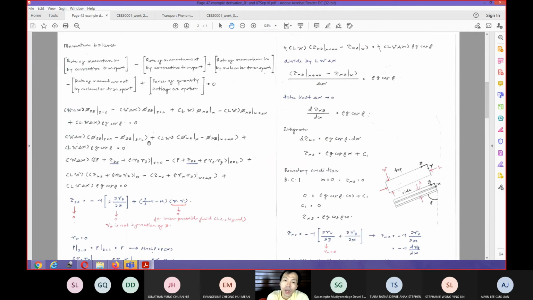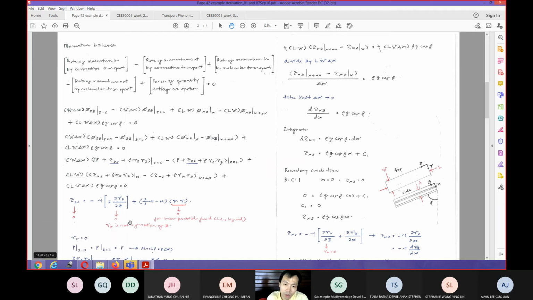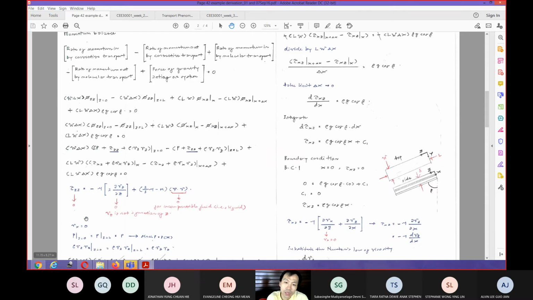Then this one can be shown. I showed already that this one becomes 0. So this one is 0, this one is 0, and now you also know that Vx is equal to 0 because there is no flow in the x direction. And now the pressure is only a function of x. So the pressure at z equals 0 should be the same as the pressure at z equal L, and we can take these two as P.